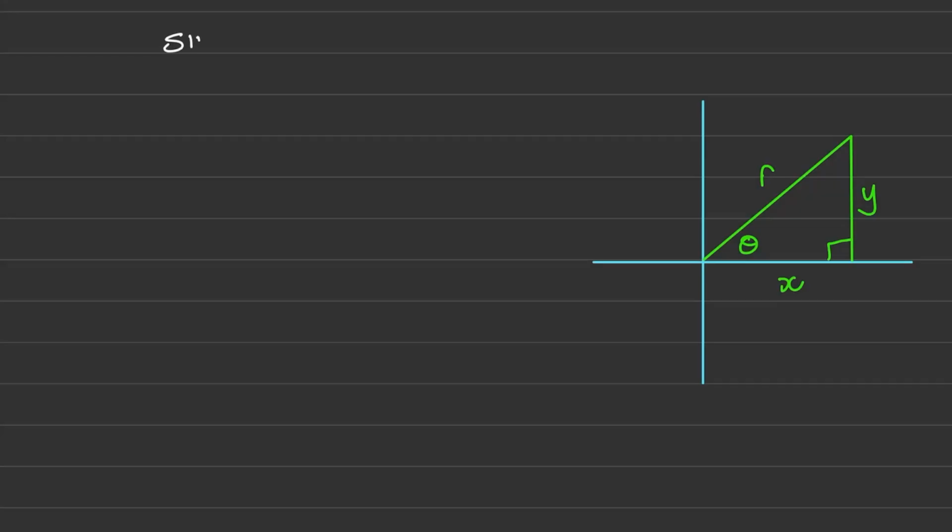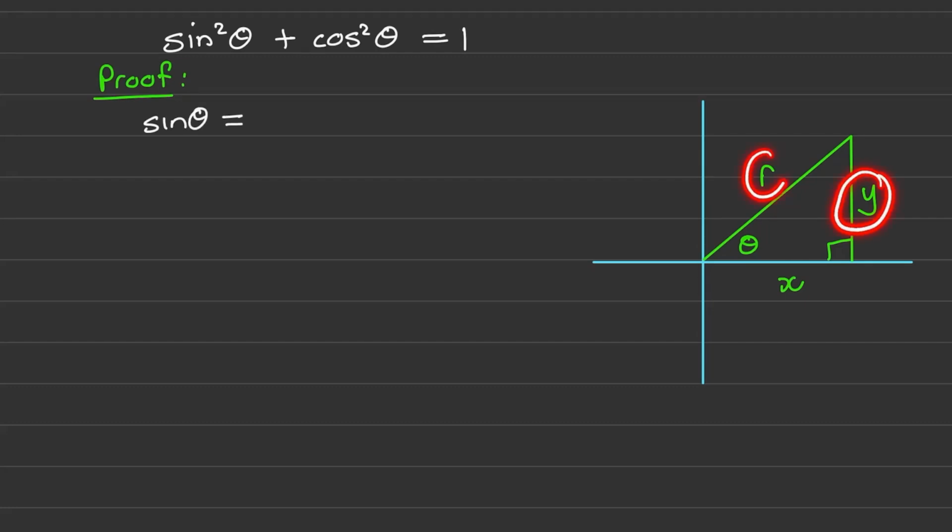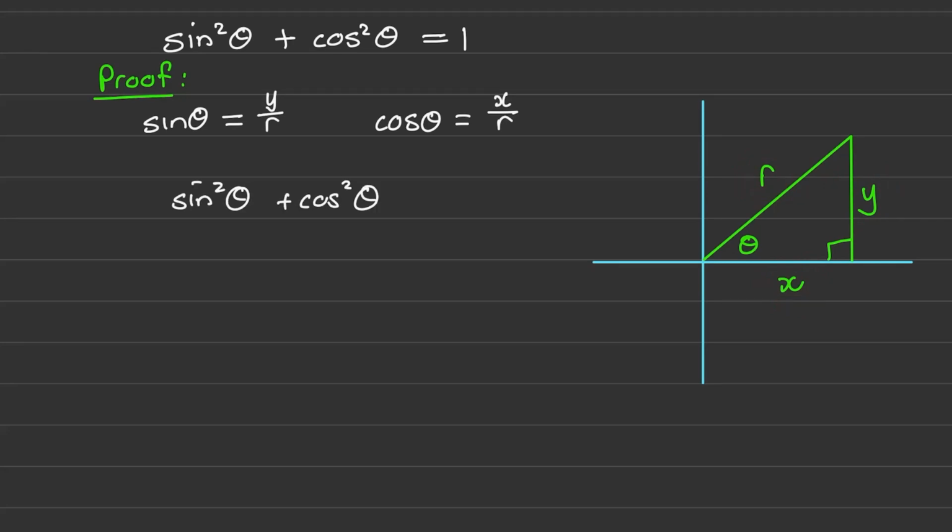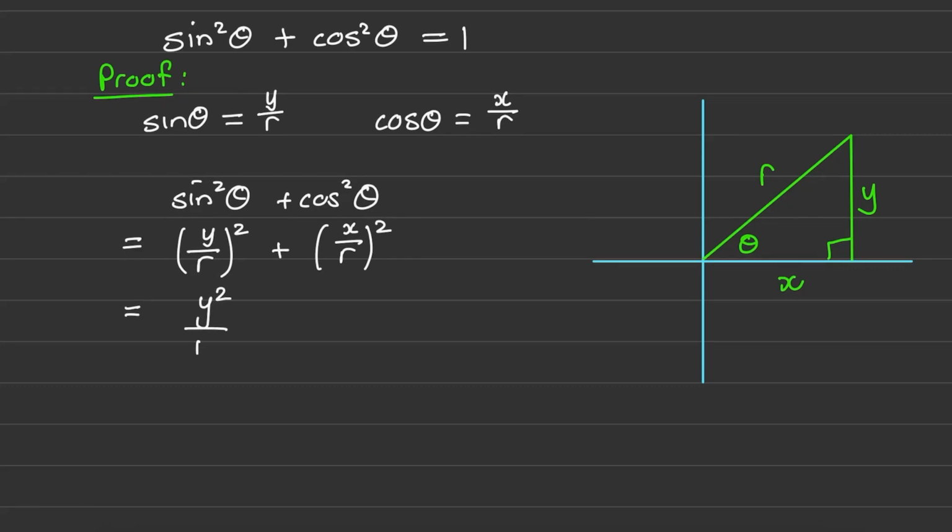And our second identity is that sine squared theta plus cos squared theta is equal to 1. And let me show you where that comes from. So as explained before, sine theta is equal to y over r, and cos theta is equal to x over r. Therefore, if I say sine squared theta plus cos squared theta, it will be the same as saying y over r squared plus x over r squared. And if I simplify this, I have y squared over r squared plus x squared over r squared.